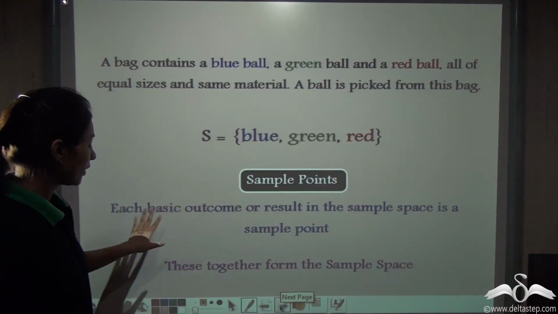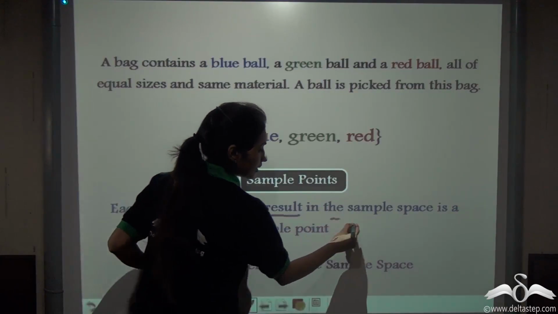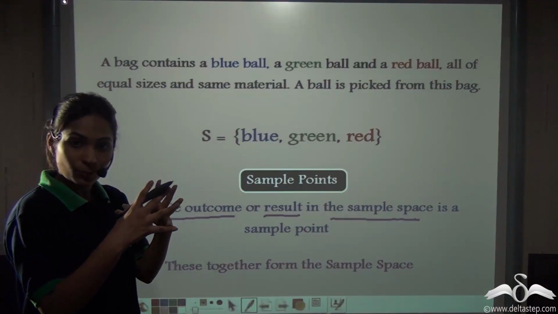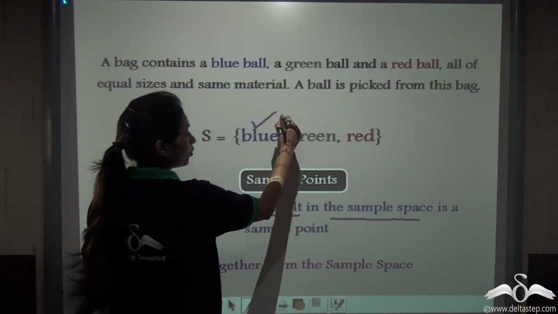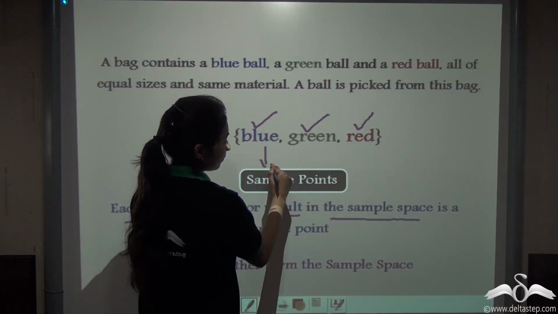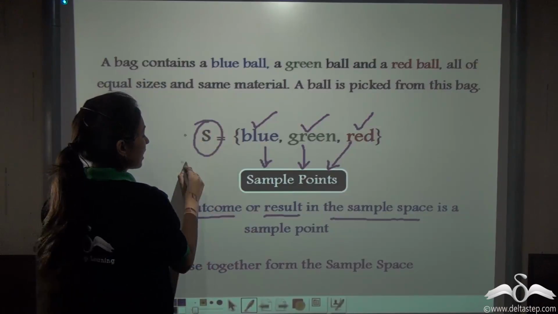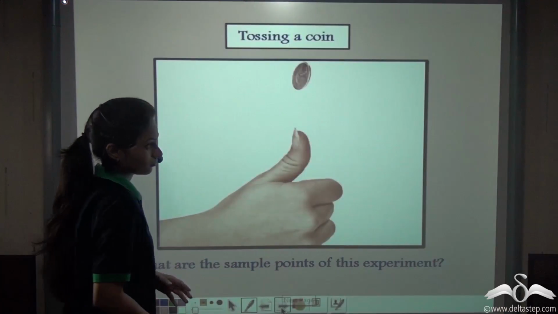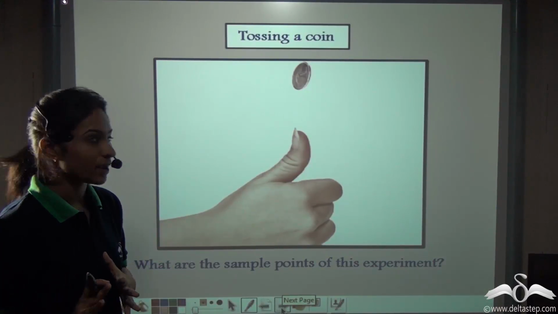Now, what is a sample point? Sample points are each basic outcome or result in the sample space. Now, if we collect all the sample points together, what will we get? We'll get the sample space. Blue, green and red separately are known as sample points. And collectively, they will be known as sample space. So you are now familiar with sample points and sample space.